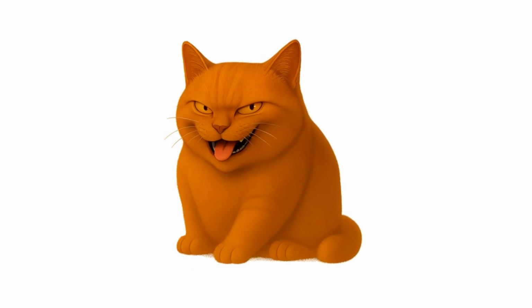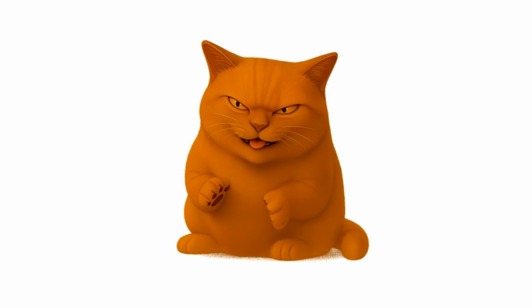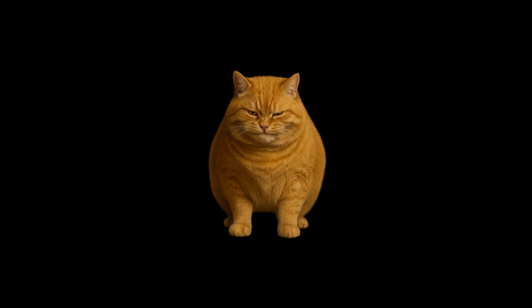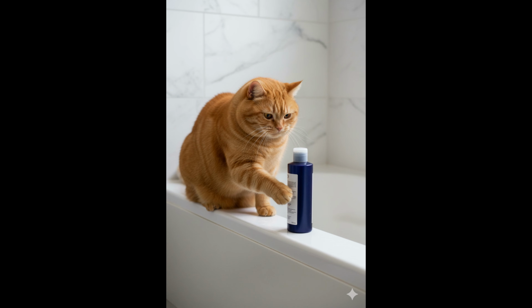Step 1. Generate the image using Gemini. First, I used Google Gemini to generate the base image. Because I already had a consistent image of my virtual cat, I reused it and asked Gemini to place the cat on the edge of a bathtub, reaching its paw toward a bottle. In my prompt, I specified marble tiles, the cat sitting on the tub edge, one paw reaching toward a bottle. This is what Gemini generated.